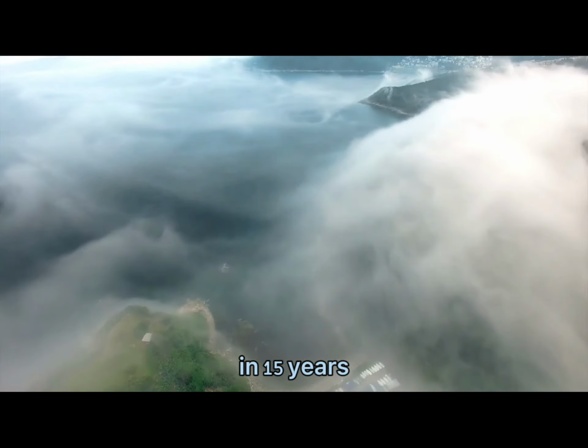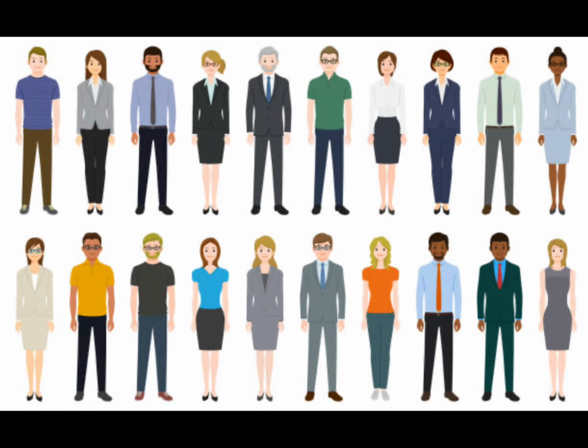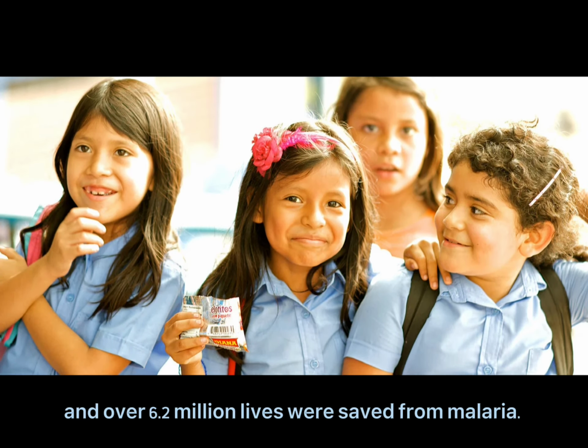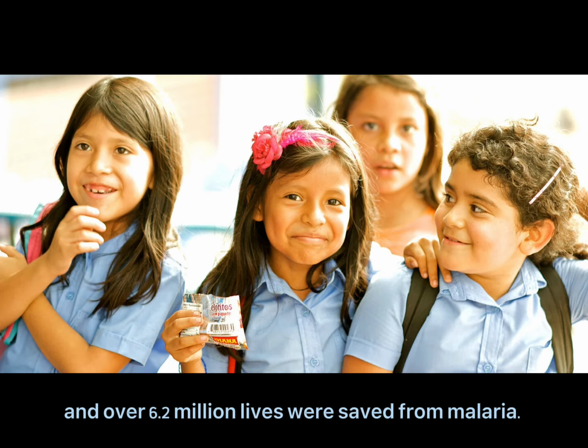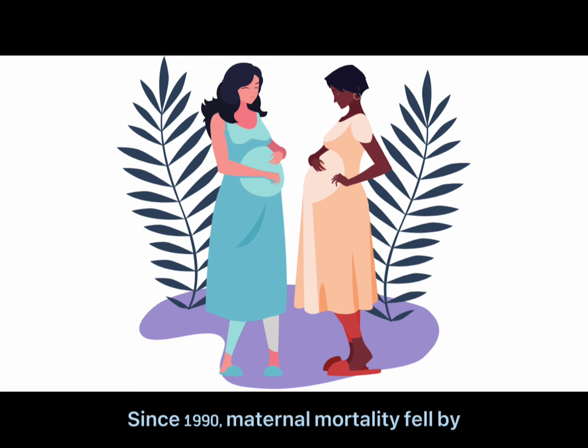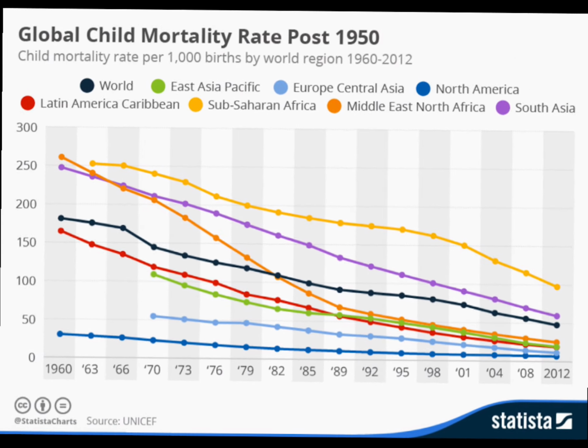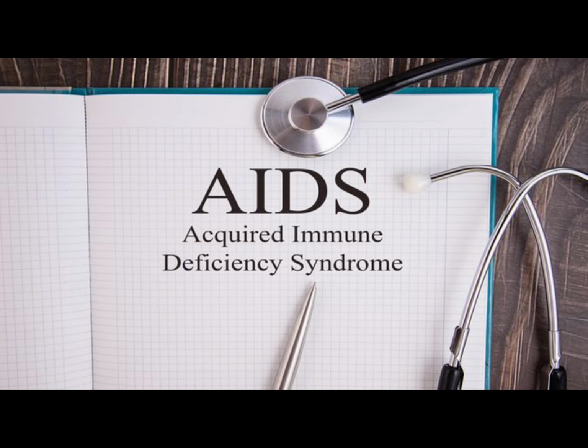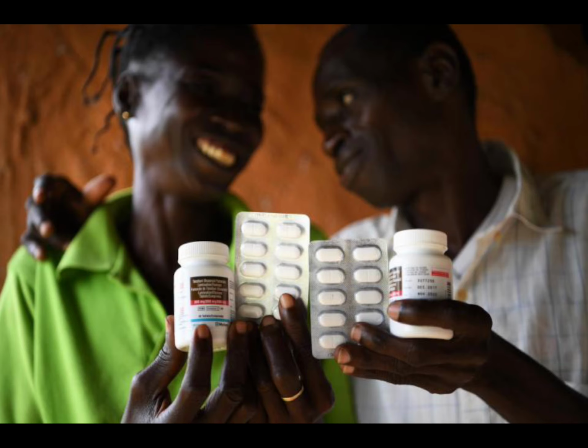In 15 years, the number of people newly infected by HIV each year has dropped from 3.1 million to 2 million, and over 6.2 million lives were saved from malaria. Since 1990, maternal mortality fell by 45%, and worldwide there has been an over 50% decline in preventable child deaths globally. Despite this incredible progress, AIDS is the leading cause of death among adolescents in sub-Saharan Africa, and 22 million people living with HIV are not accessing life-saving antiretroviral therapy.